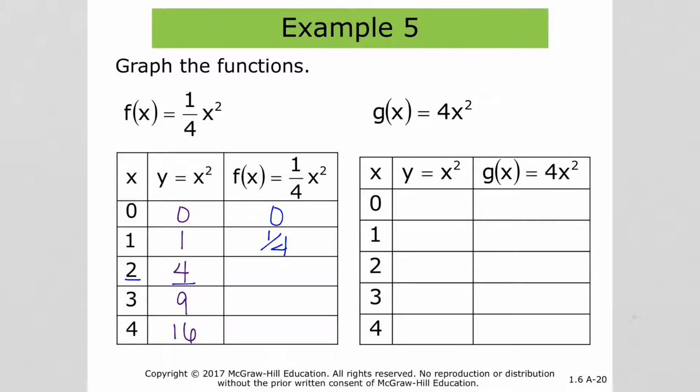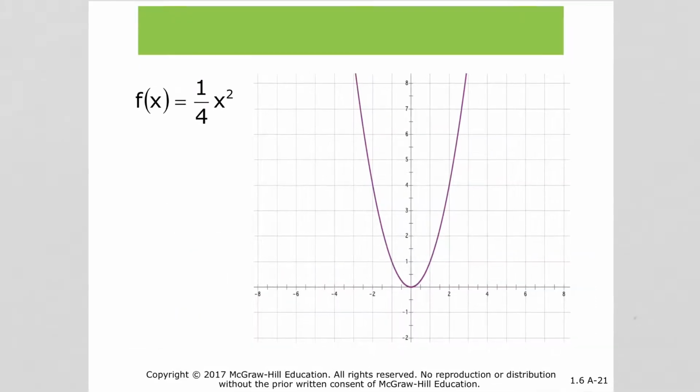2 squared is 4. 4 divided by 4 is 1. 3 squared is 9. 9 divided by 4 is, we'll make that a mixed fraction, 9/4, but 2 and 1/4 will be easier to graph. And then 4 squared is 16. 16 divided by 4 is 4. So if we go over here and graph this, we've got 0, 0 still.